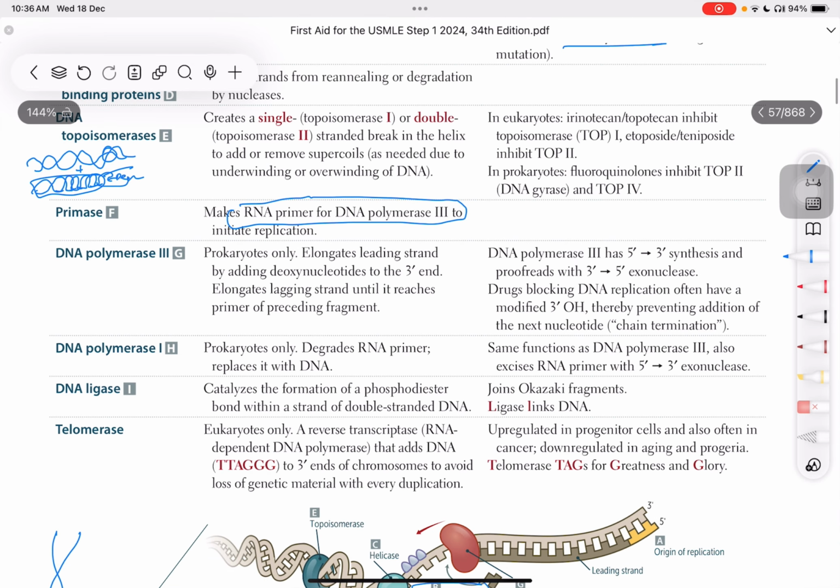DNA polymerase 3, DNA polymerase 1, DNA ligase, telomerase. Don't get overwhelmed. We will discuss it slowly.